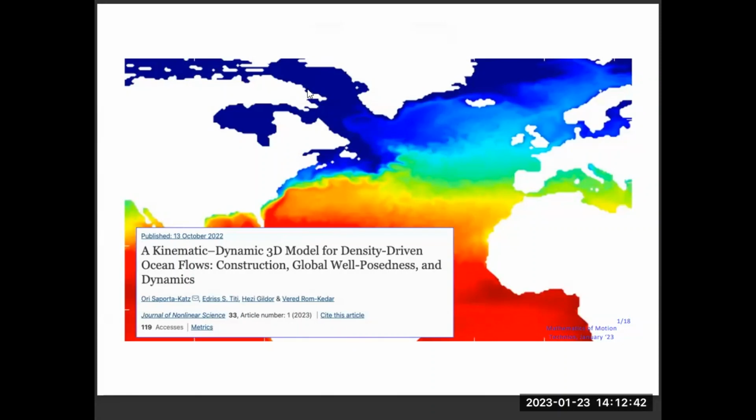Hi everyone. Today I'm going to show you a model for ocean flows that I built along with my collaborators, Idris Tidi, Chezi Gildor, and Meridional. The first approximately half of the talk will present the physical and oceanographic motivation for this model, why we wanted a new model, and how we built it through physical considerations. And the second half, or however much time we have left, will discuss the existence, uniqueness, and bounds that we proved for this model as an abstract PDE model.